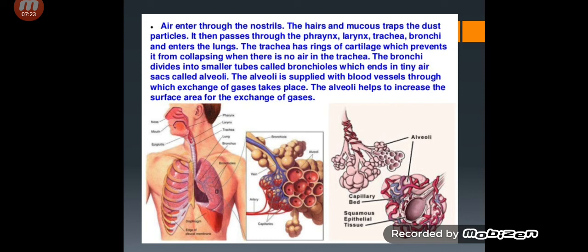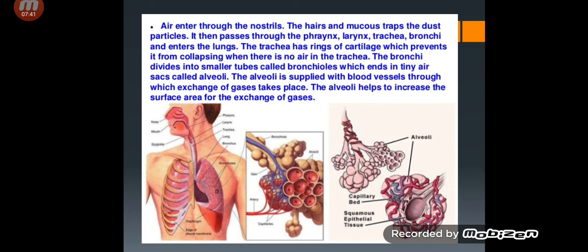The alveoli are supplied with blood vessels through which exchange of gases takes place. The alveoli help to increase the surface area for the exchange of gases.